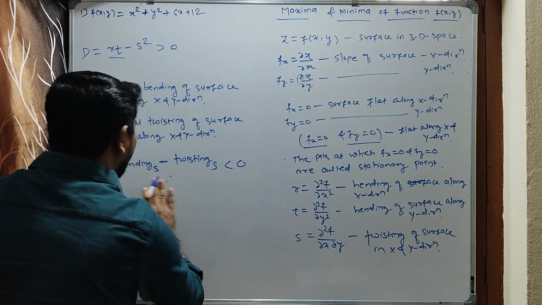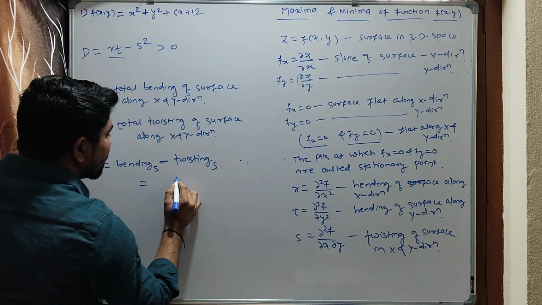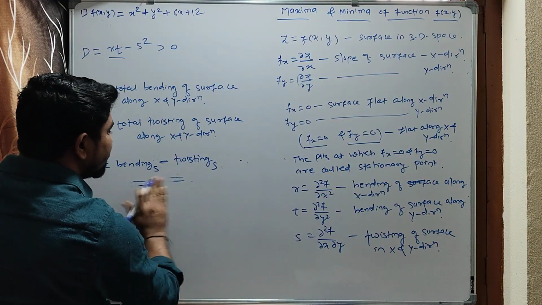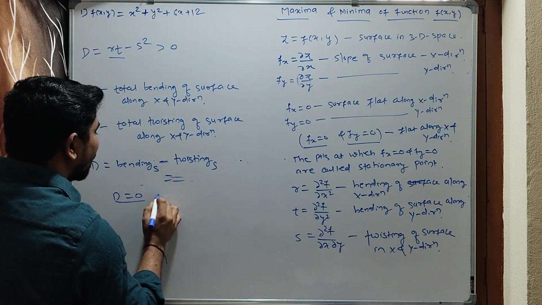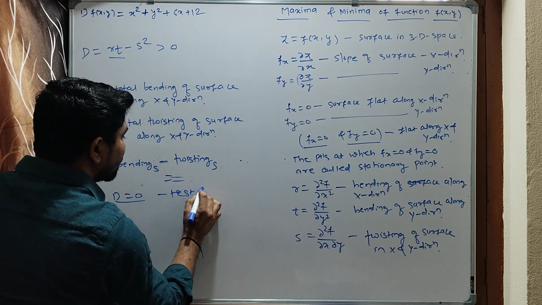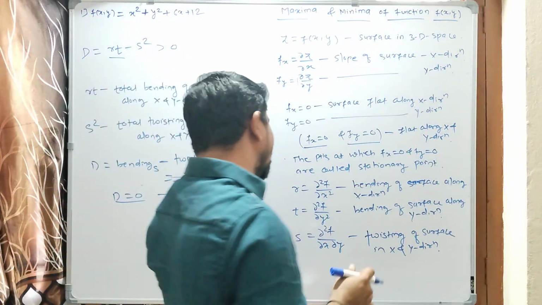Now, one more case. If bending is equal to twisting, at that time the difference is completely 0. So the test fails, and we need to move to a higher derivative. So this is the case.